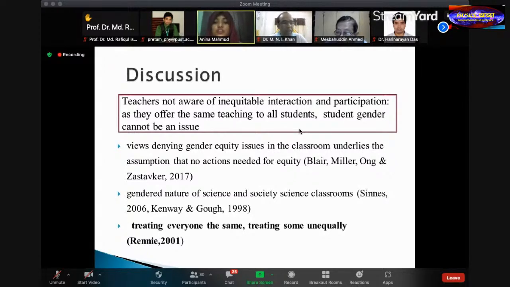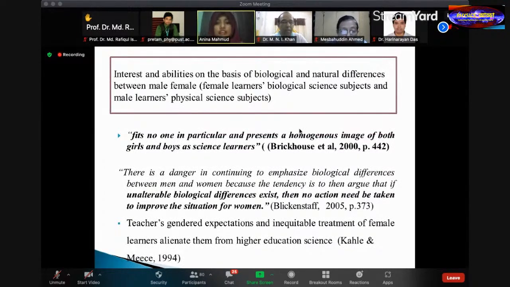disciplines in the future. And another thing is this biological science, physical science rhetoric. It portrays a homogeneous image that all the boys like physical science, all the girls like biological science. That doesn't portray a true picture of boys and girls. And Kahle and Rees in 1994 found that this kind of gendered assumption has the potential to marginalize or exclude women from participating in higher education sciences and physical sciences and mathematics disciplines.